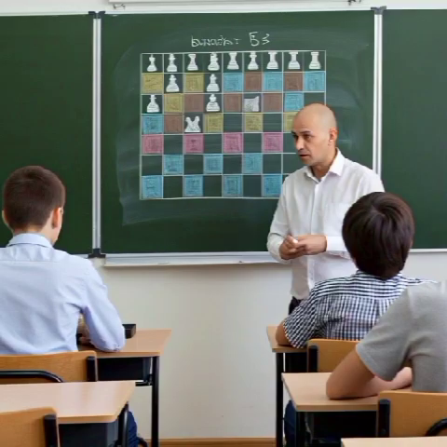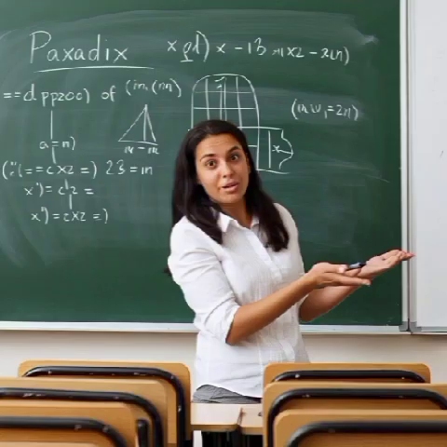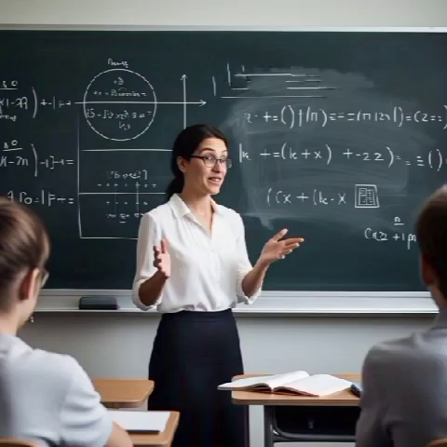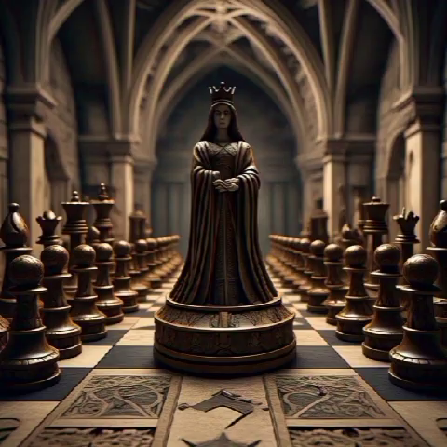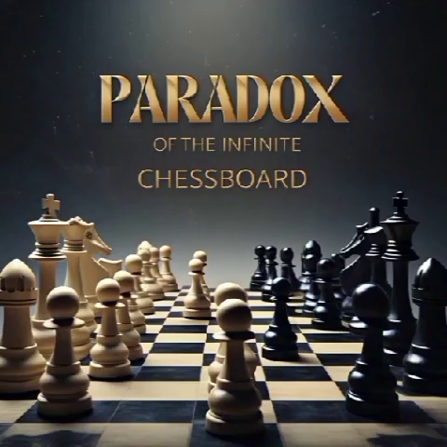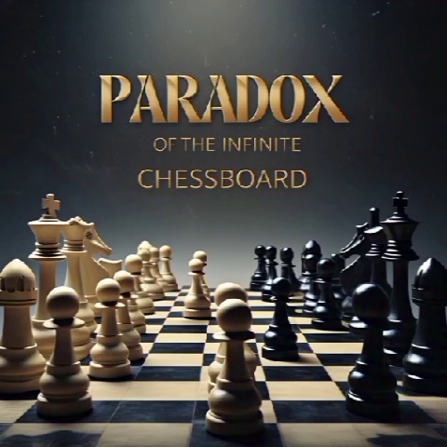Now, picture this. On this infinite chessboard, you place a single piece in the middle. Every time you move, you double the number of squares you cover. You start at 1 square, then go to 2, then 4, then 8, and so on. You keep doubling the squares. After a few moves, you'd cover a large area. But here's the paradox. No matter how many moves you make, you will never cover the entire chessboard. Why? Because the chessboard is infinite.